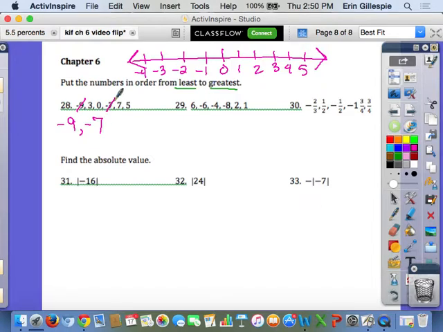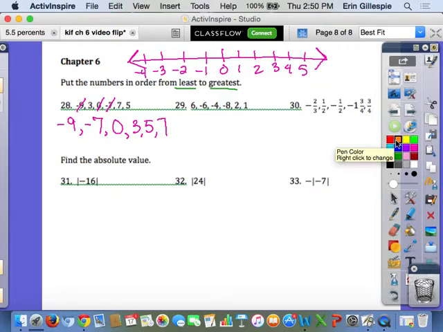Then the next biggest I see, no more negatives, but I see a 0, so I know that would be the next biggest. And then from there, we're dealing with positive numbers. You guys should be pretty good with the positive numbers. So 3, and then 5, and then 7 would be our order for 28.